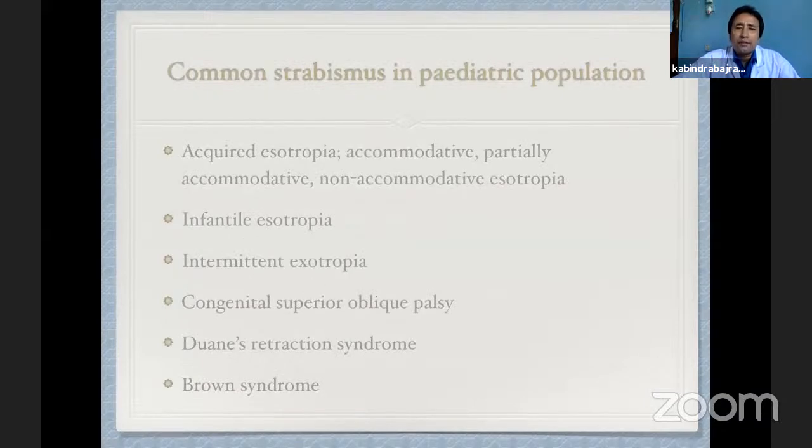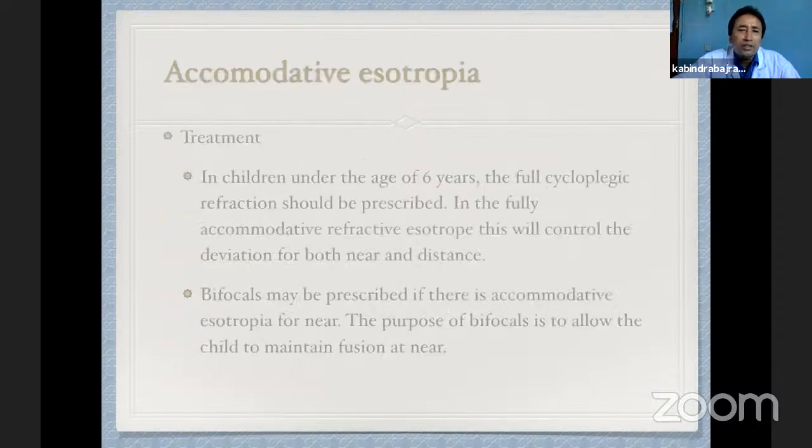Now, I will be briefly talking about the common strabismus in the pediatric population, which we encounter most of the time in our pediatric OPD. Acquired esotropia: accommodative, partially accommodative, or non-accommodative types. Infantile esotropia, intermittent exotropia, congenital superior oblique palsy, Duane's retraction syndrome, Brown's syndrome, sometimes double elevator palsy, Mobius syndrome, and even sixth and third nerve palsy we can also encounter in our OPD. I will be briefly talking about accommodative esotropia.